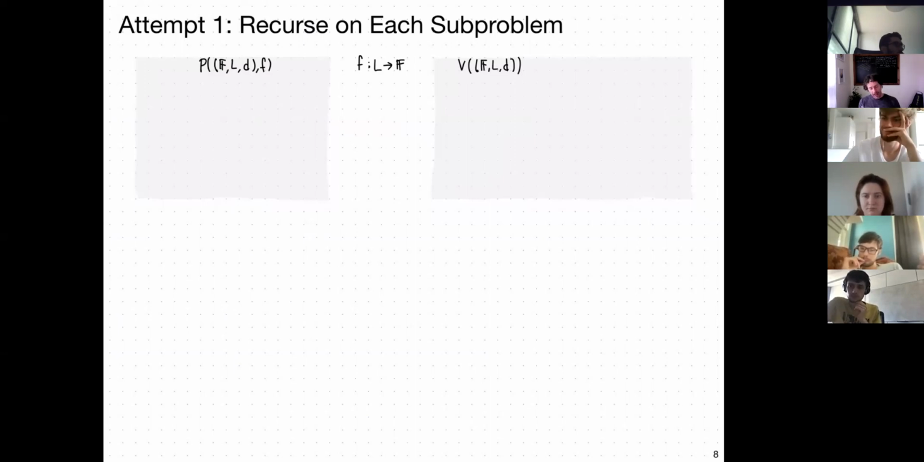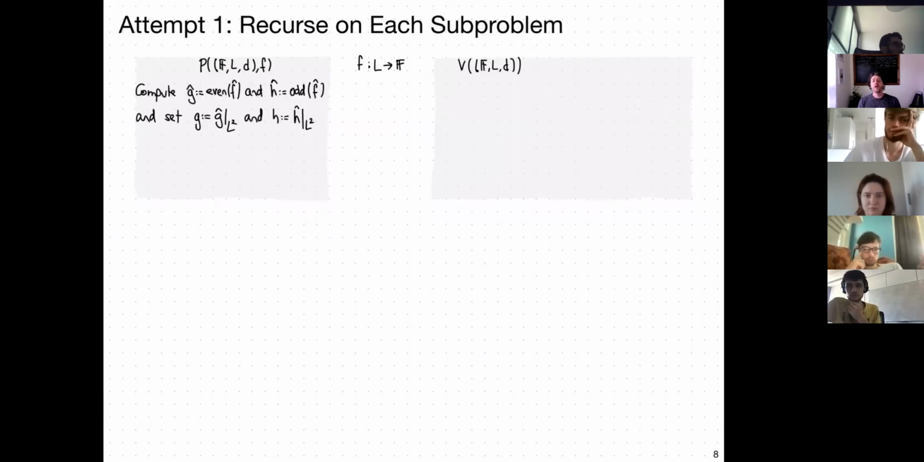So I want to start with something even simpler. I'd say we have this function f that we want to test whether it's of degree d. So let's ask the prover to compute this. The prover is all powerful, so at first we don't really even worry about it. It computes the even part, computes the odd part, and then it takes these polynomials which it computed, evaluates them over L squared, so with respect to this x squared, and just sends the thing to the verifier, right?